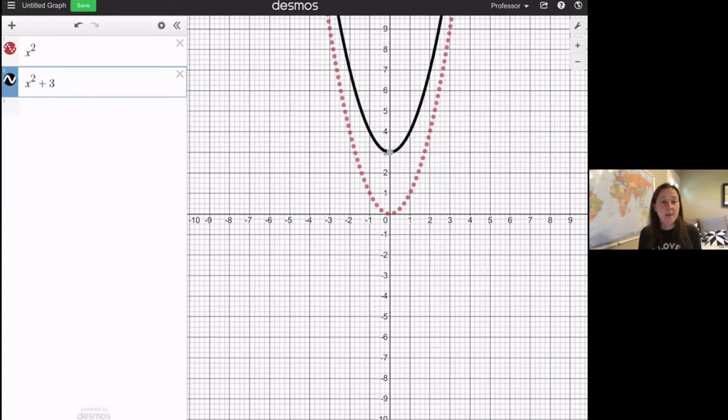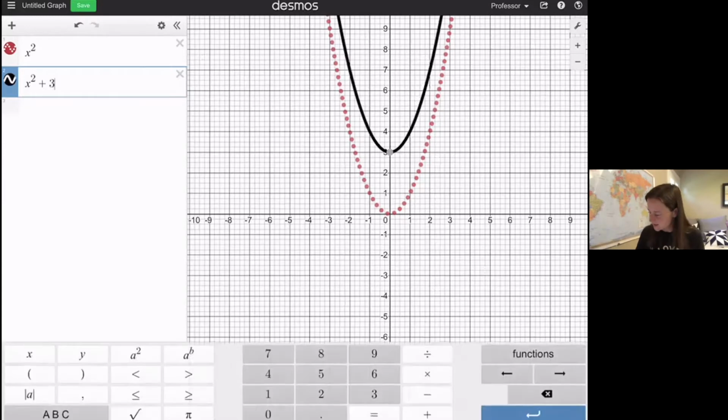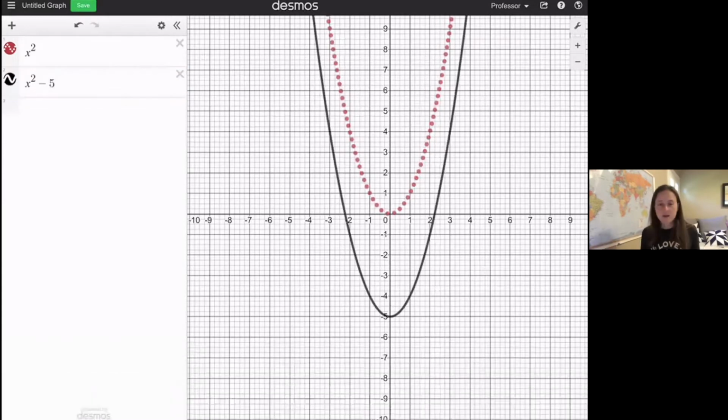So you might guess what happens when I subtract a number. So let's say I want to subtract, let's pick a new number, 5. And it moves it down 5 tick marks. Okay, so this is going to be our first rule that when you add a number or subtract a number outside of the function, then it's going to either move it up or down, and it moves it up or down however many tick marks you gave it in the number.